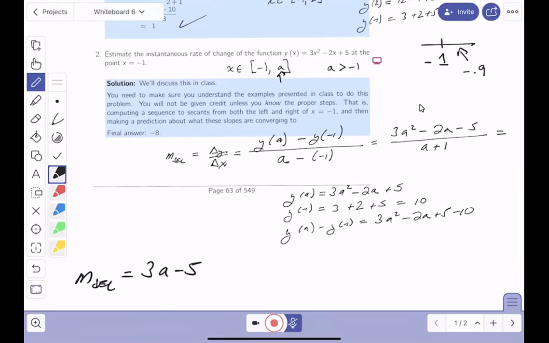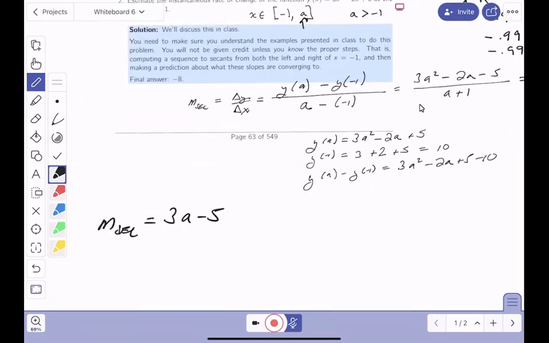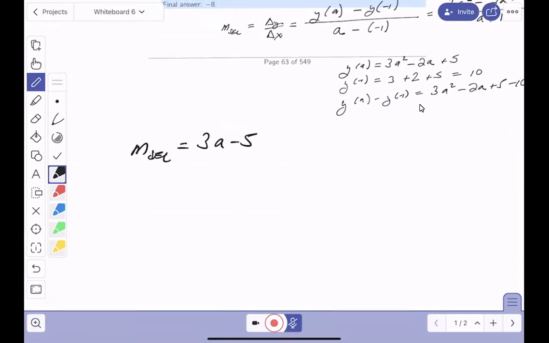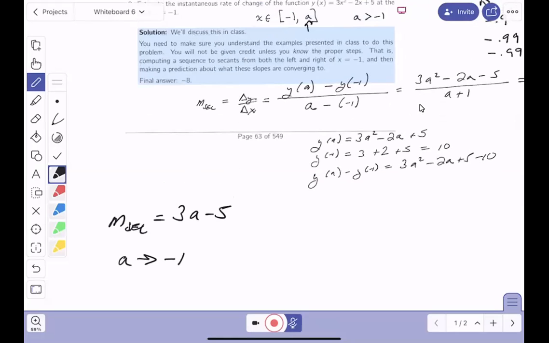Then someone says, well, you know what? I think there's a better number to try. Minus 0.99. What are we doing? We're getting closer. Then someone says, oh, I could do even a better number there. I get this one over here. I hope you realize all those numbers are greater than minus 1. So then I got to start thinking about if a gets close to minus 1, right? From what side of it?